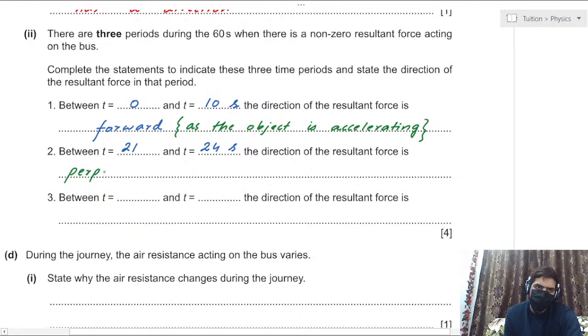So this is kind of a generic answer. Whenever an object travels in a circular path, the direction of the resultant force, or the centripetal force, is towards the center of the circle, or perpendicular to the direction of motion.